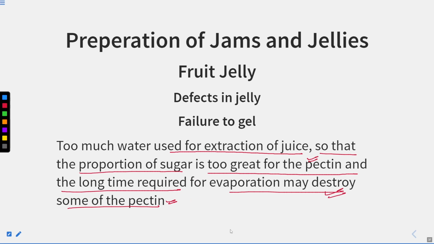So this is all about this session. We have completed the preparation of jams and jellies, right? So thank you very much.